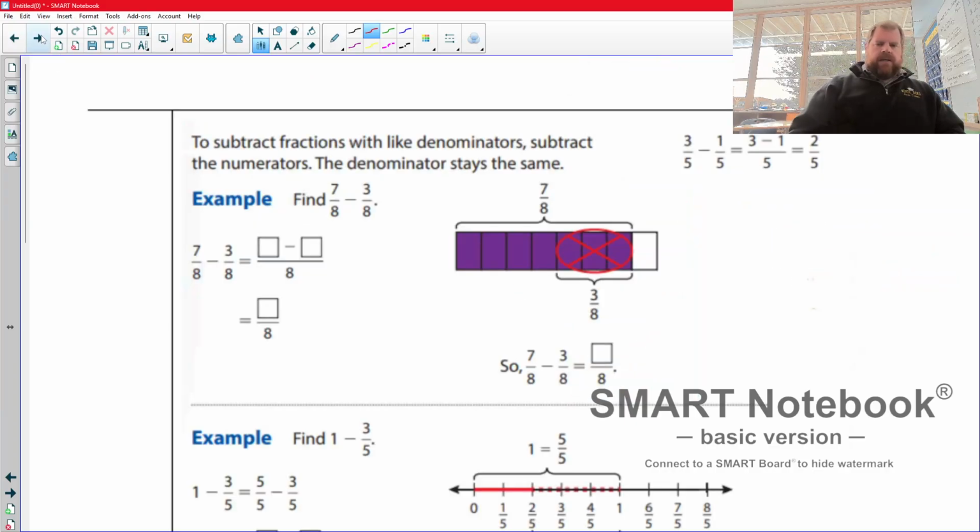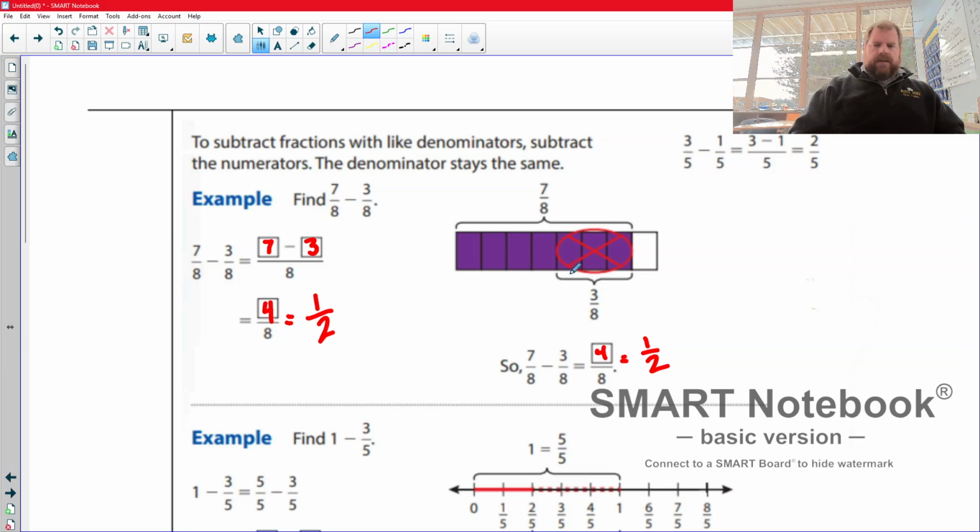The problems on the back deal with subtraction. So in subtracting fractions, we essentially do the same thing. We're going to subtract the numerators and leave the denominators the same. So 7 eighths minus 3 eighths is going to be 7 minus 3 eighths. 7 minus 3 is 4. And 4 eighths, we could probably do better than that. Feels like 1/2. Okay, so 4 eighths is 1/2.